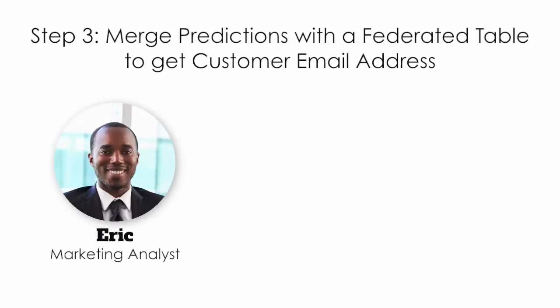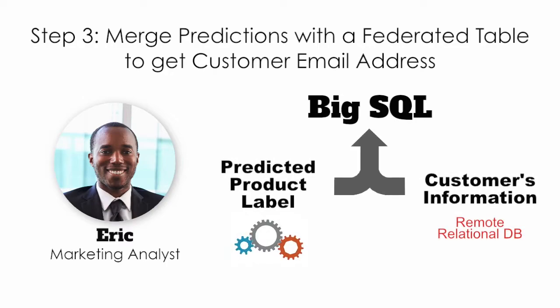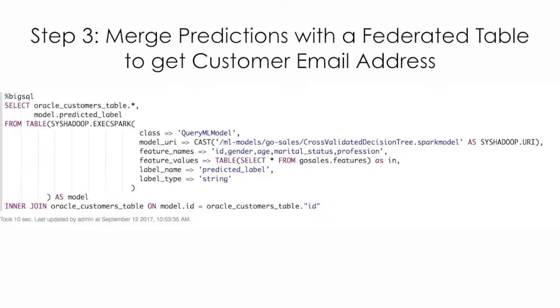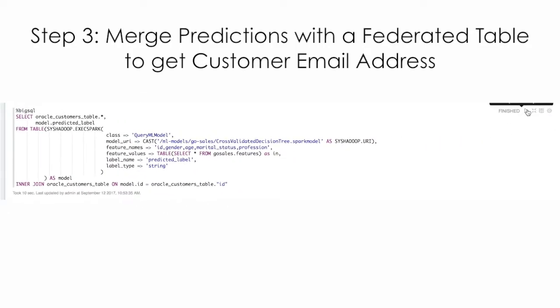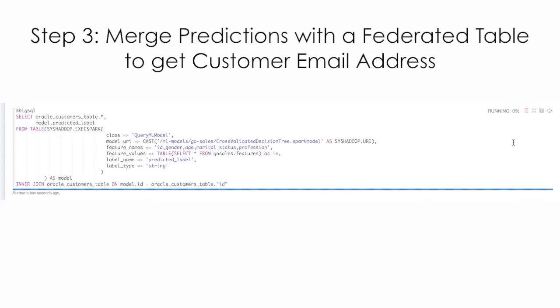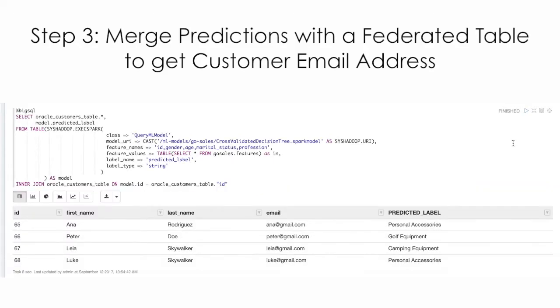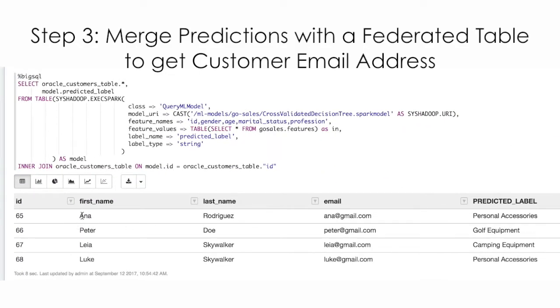The next step is to merge the predicted labels identified by an ID with the actual customer identifying information that resides in a remote database. In this query, Eric is doing an inner join between a federated table containing customer details and the Big SQL Spark job. The power of Big SQL Spark integration can be seen in this construct where we are performing a Spark job and a SQL query inside a single Big SQL query. In the results set, we now have Anna Rodriguez with her email address and the predicted label for the product category.